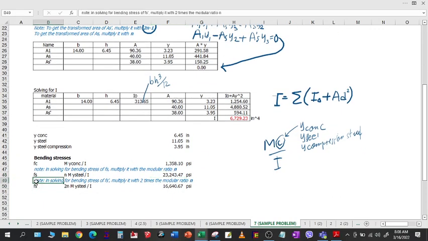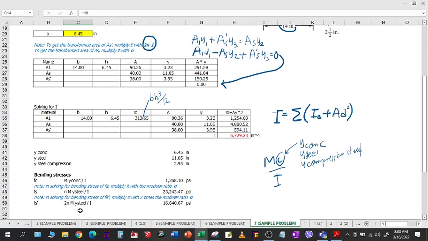Then for Fs prime, there's a note here: in solving for bending stress of Fs prime or compression steel, multiply it with 2 times the modular ratio. So that's why we have here 2n times M times Y of steel over I. So 2n, 2 times 10, because n is 10, times moment, which is 118, times Y of steel, but this one is compression steel. Let me just emphasize, Y steel compression, which is 3.95 over the same I here, and you will get this value.